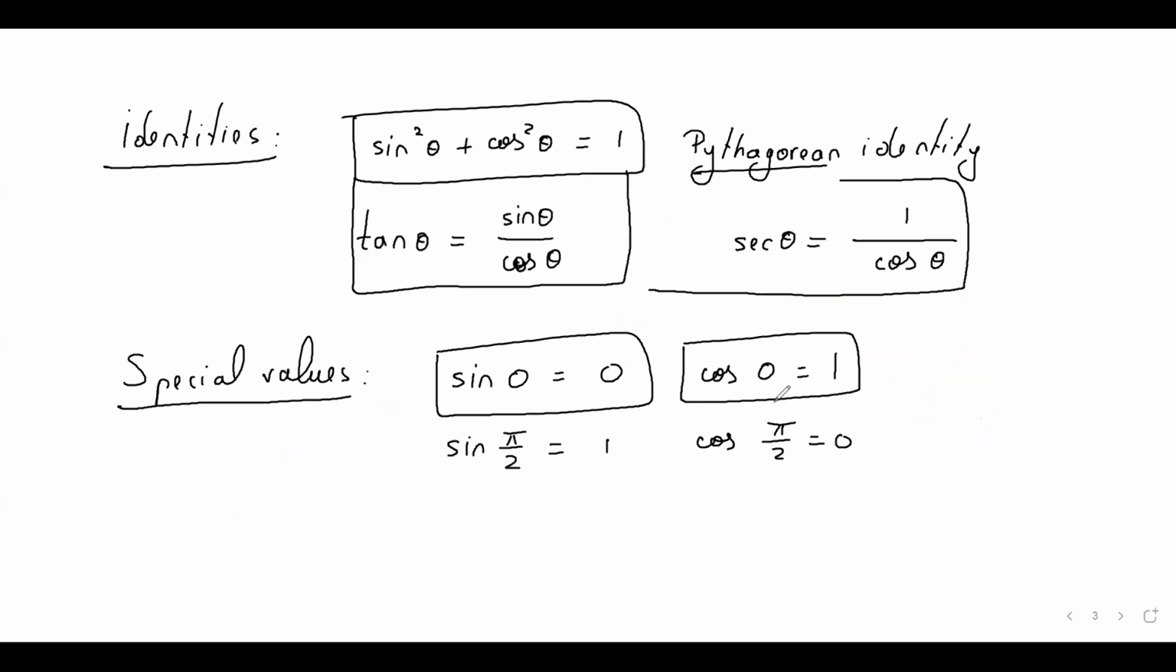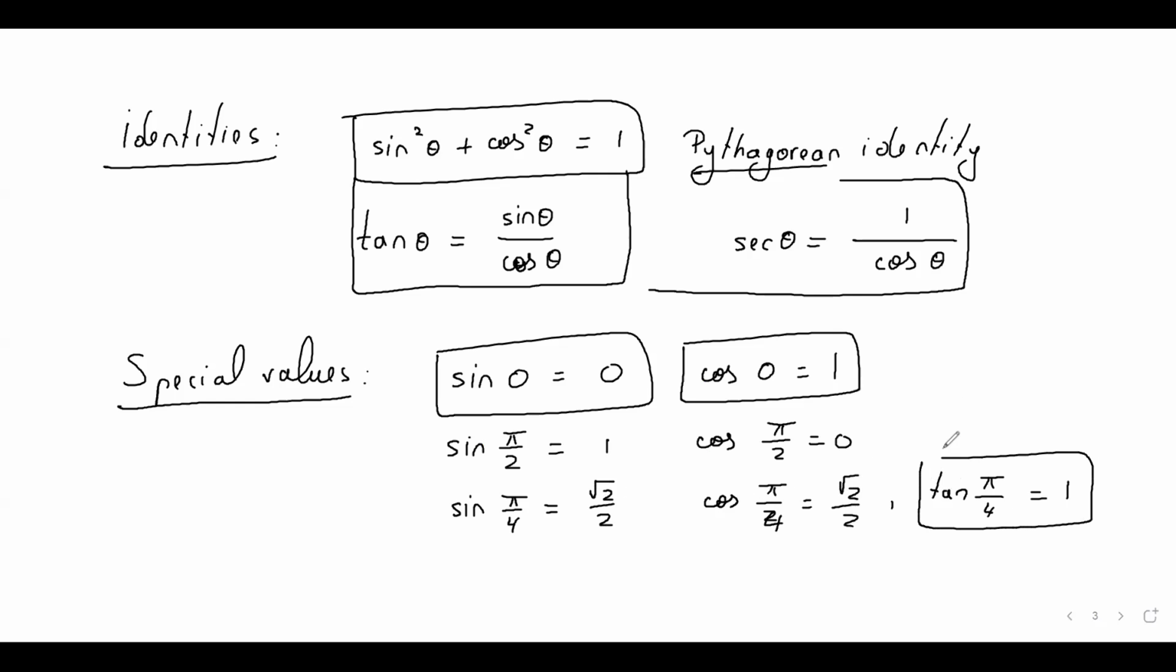All right, there's a few others that would be nice to know. So for instance, sine of pi over 4. By the way, that's a 45-degree angle, folks. Sine of pi over 4 is the square root of 2 over 2. Cosine of pi over 4, similarly, is square root of 2 over 2. And tangent of pi over 4 is the quotient of these, but because they are equal, it is 1. This is actually really nice to remember. Tangent of pi over 4 is 1.